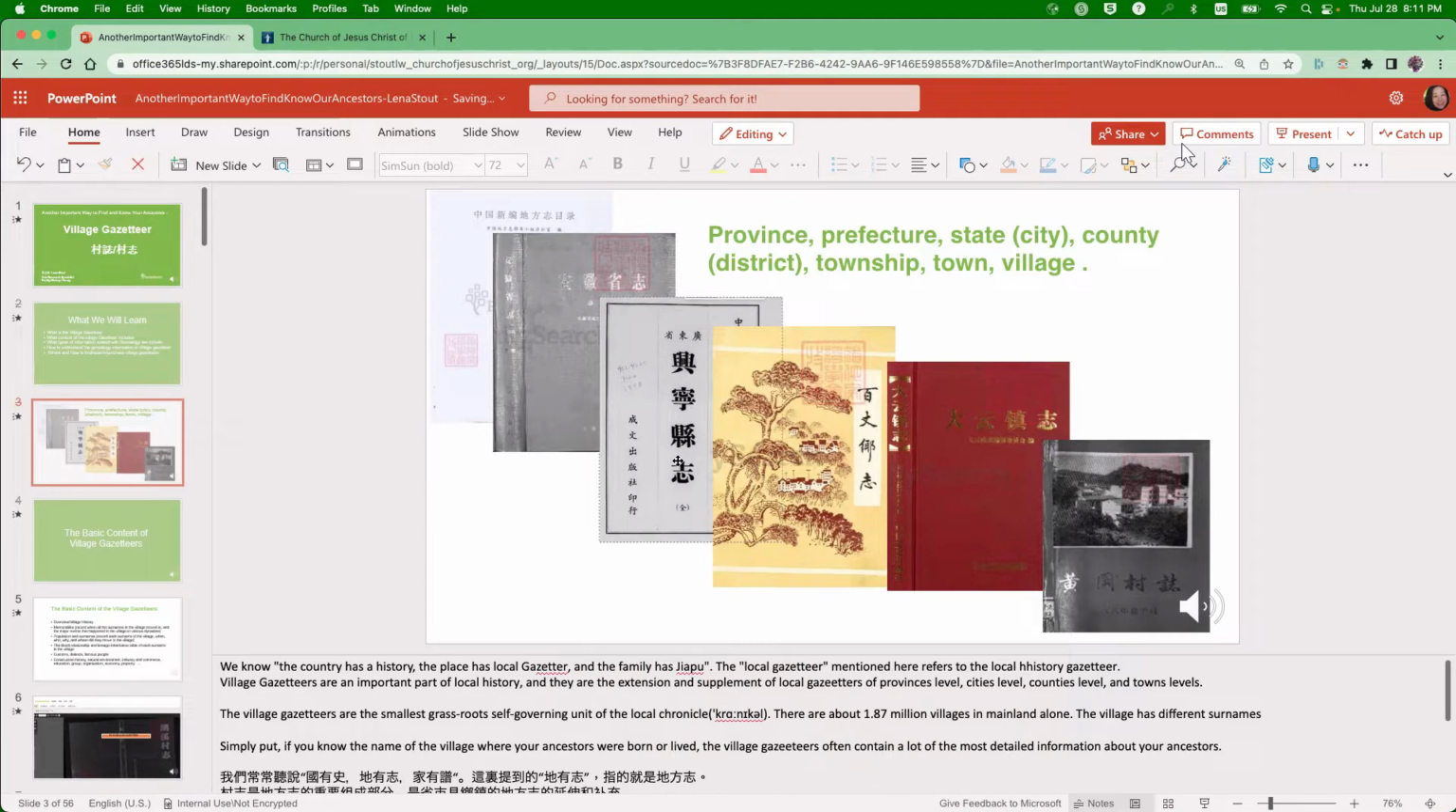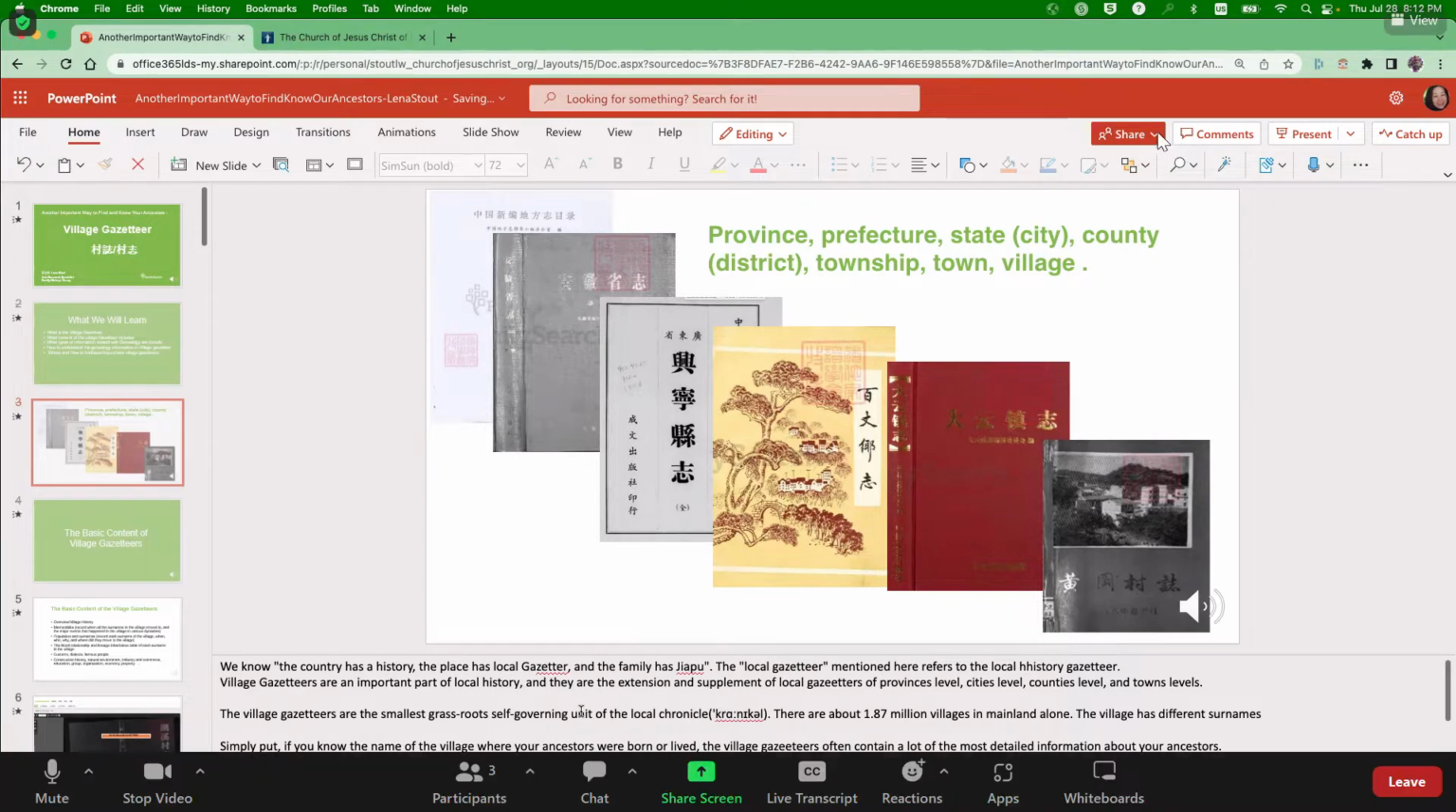So the village gazetteer is the smallest grassroots self-governing unit of the local chronicle, and there are about 1.87 million villages in mainland China alone. Wow. So the villages have different surnames. Simply put, if you know the name of the village where your ancestors were born or lived, the village gazetteer often contains a lot of the most detailed information about your ancestors.